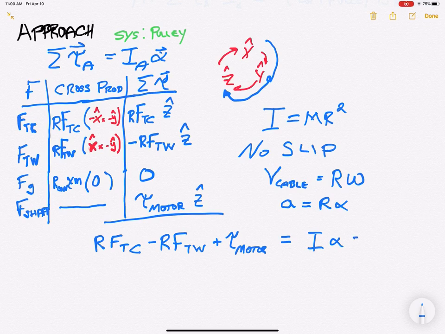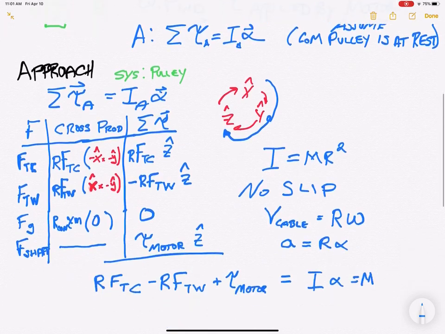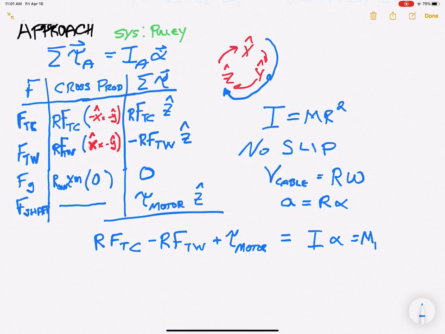This allows us to take the I alpha, turn it into m of the, what do we use? Radius. Mass of the ring, radius squared, and then the alpha becomes A over capital R.